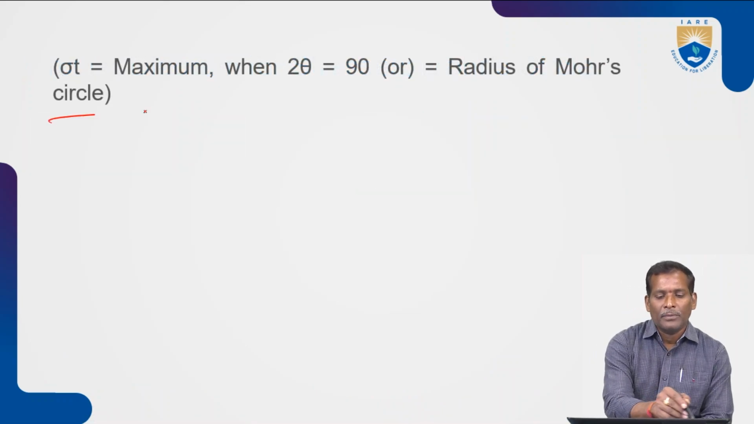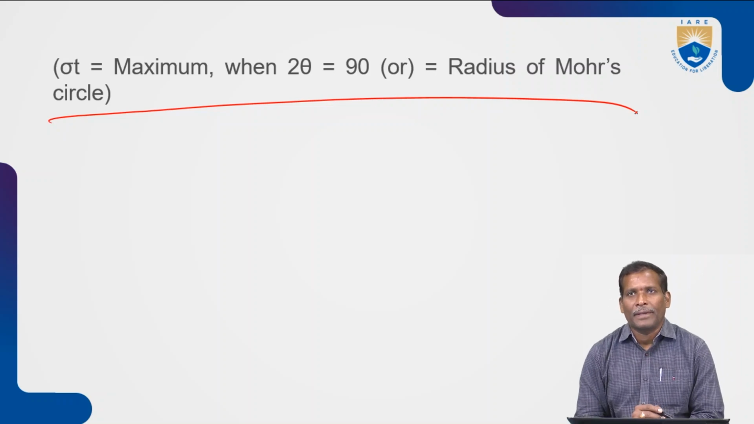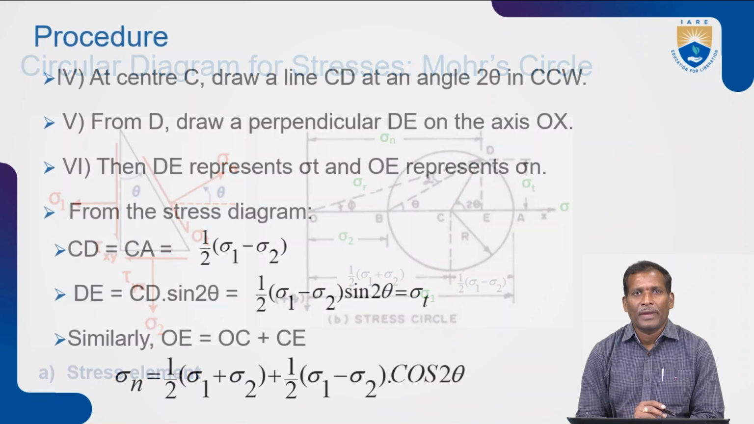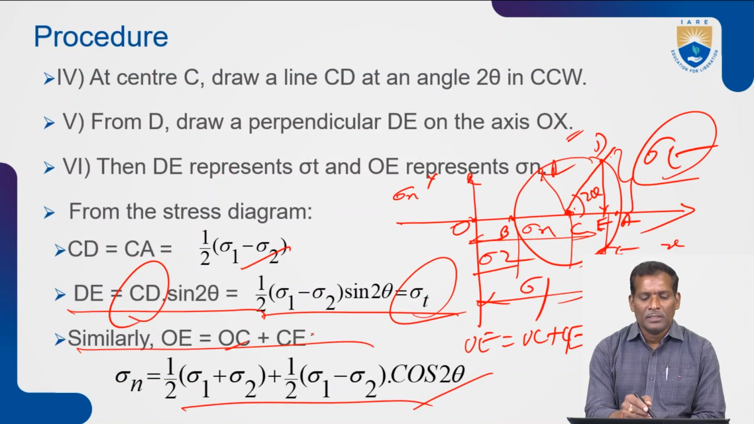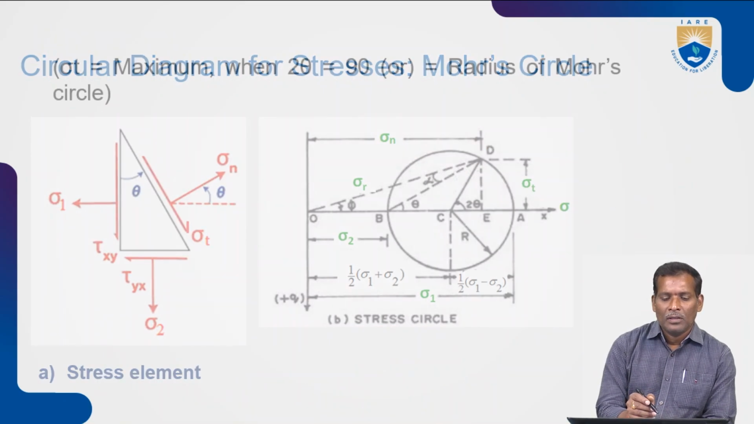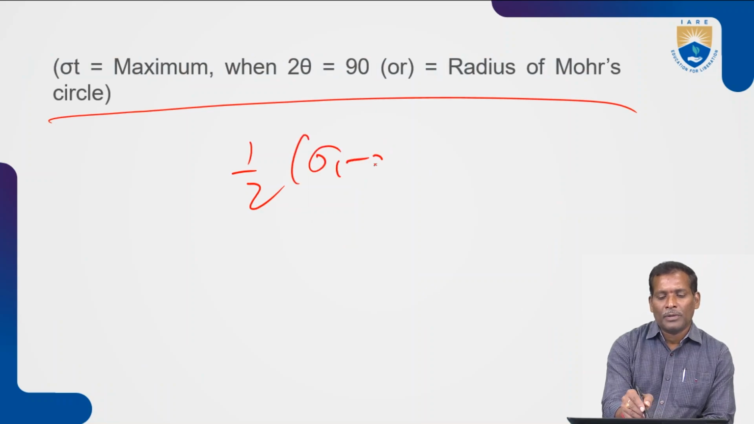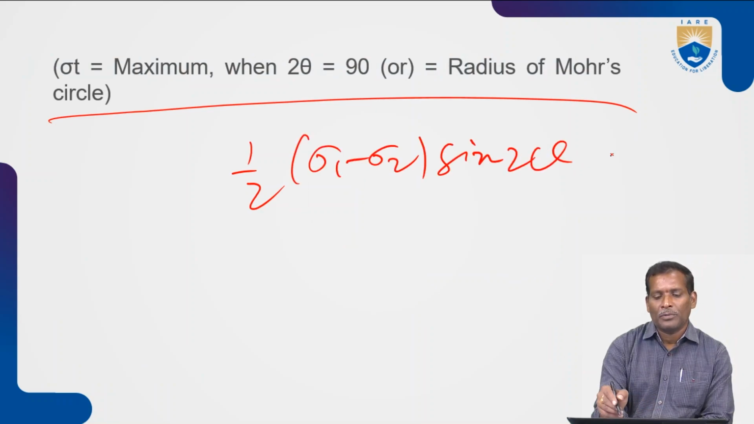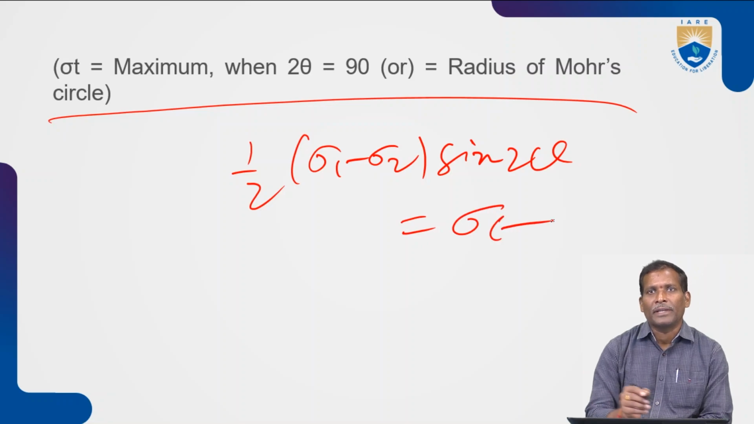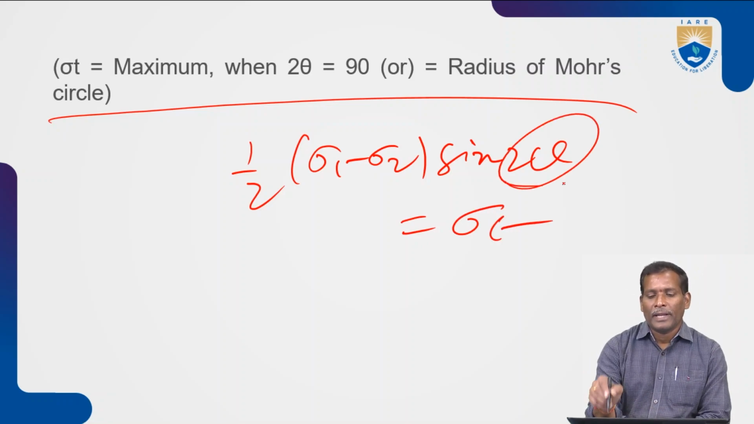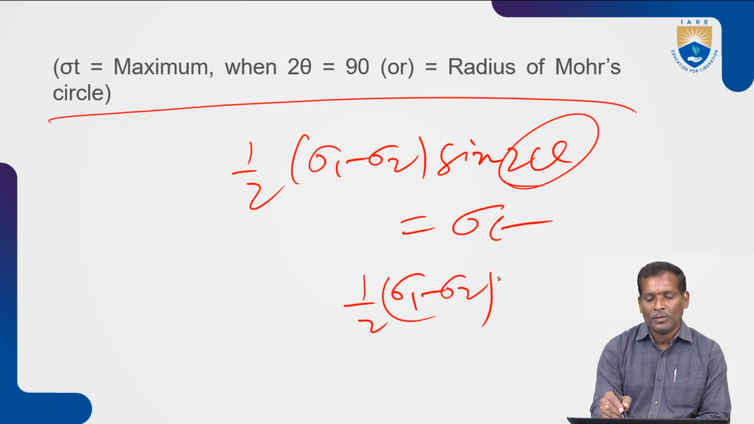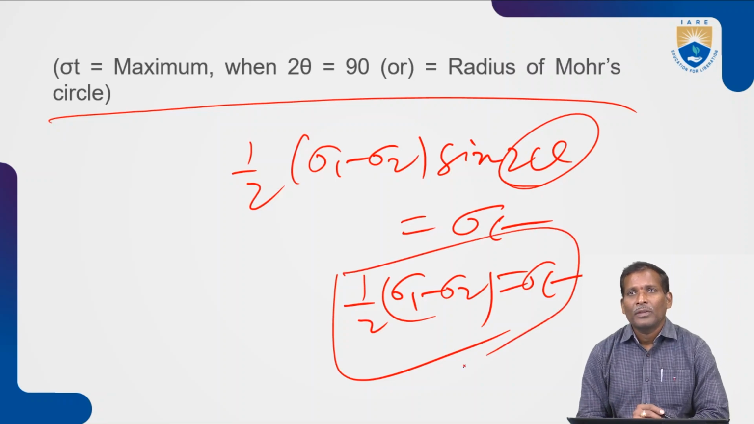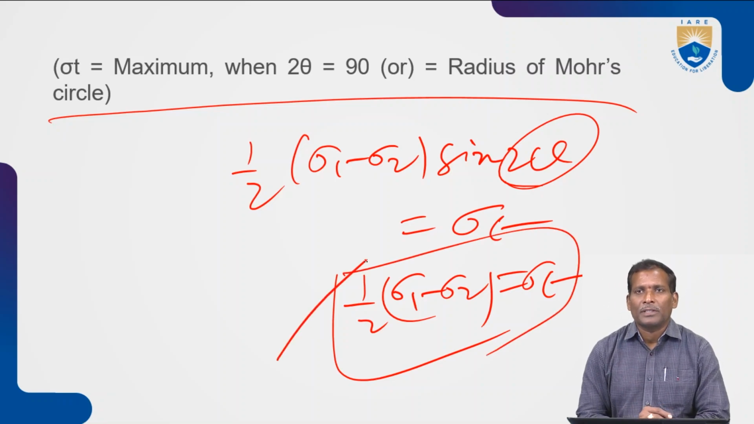So that is sigma T maximum when 2 theta is equal to 90, or the radius of the Mohr circle. Sigma T is 1 by 2 into sigma 1 minus sigma 2 into sin 2 theta. So here 2 theta is equal to 90, then sin 90 is 1, therefore sigma 1 minus sigma 2, that is sigma T, or the radius of the Mohr circle also.